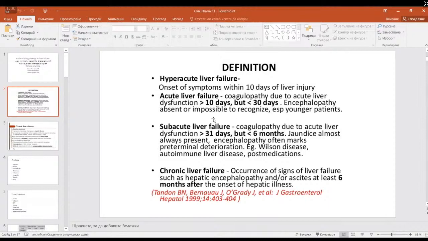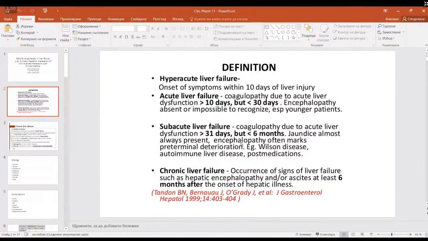The next type of liver failure is subacute liver failure, and this is when coagulopathy, so by coagulopathy we usually mean this increase in the international normalized ratio, or INR, develops between 1 month to 6 months. And in this case of subacute liver failure, usually jaundice is almost always present. We can have patients with some degree of encephalopathy, which is also a bad prognostic sign.